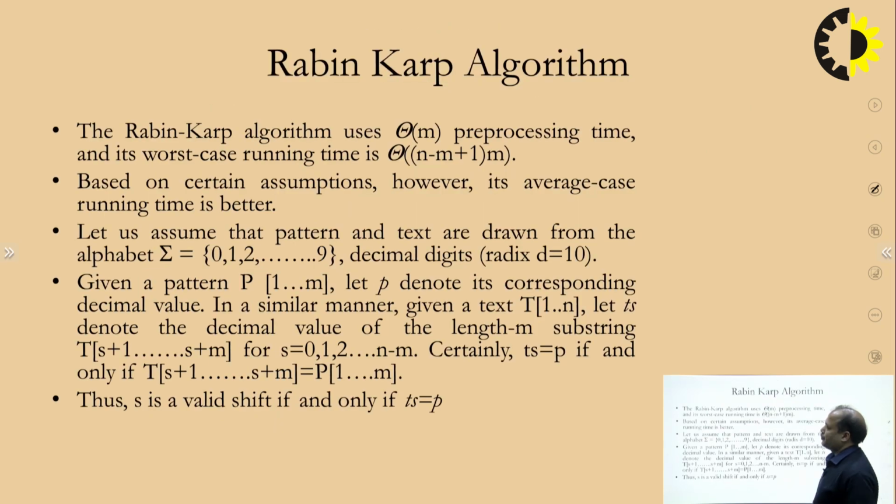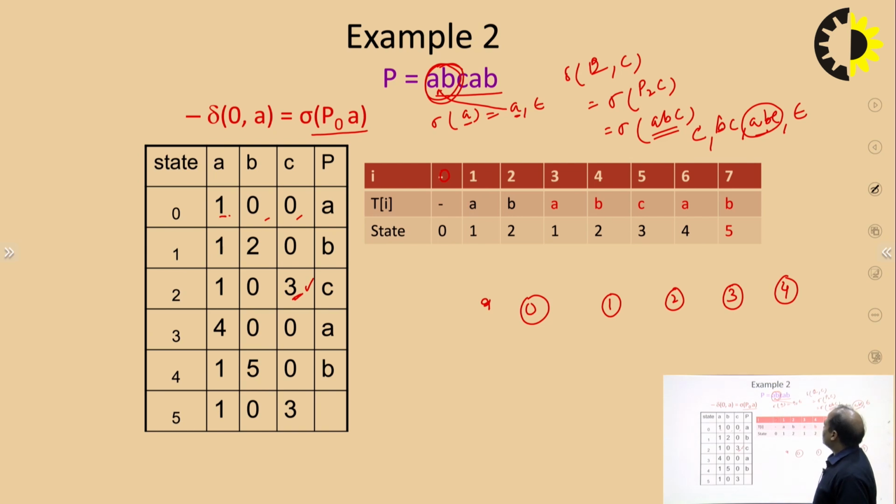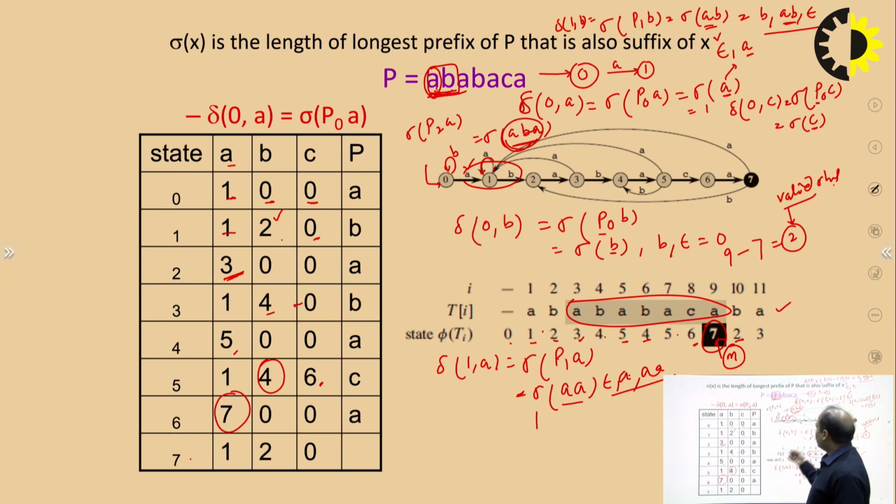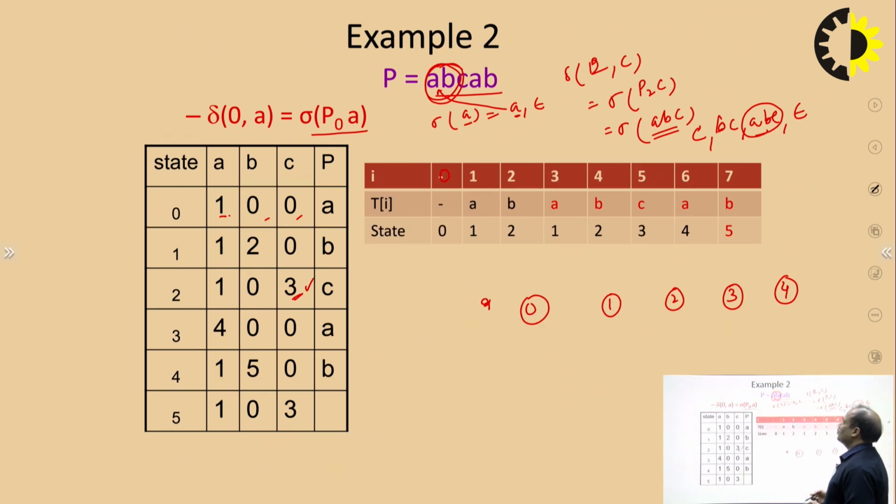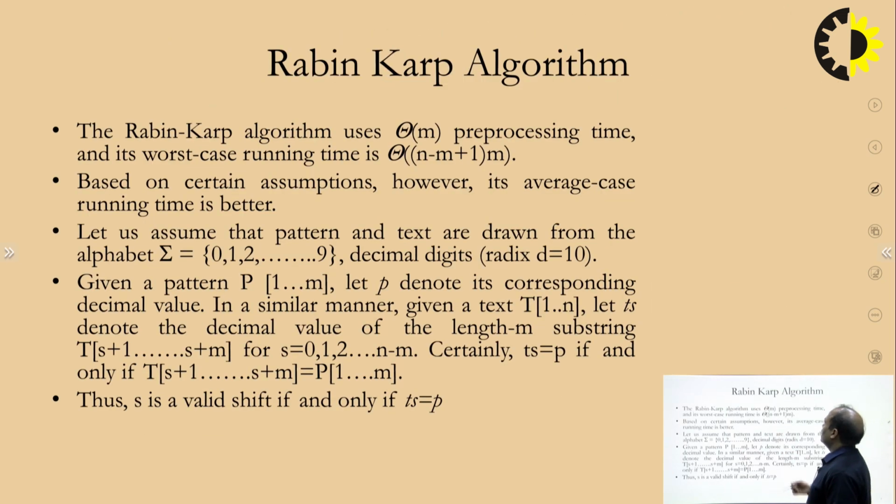In a similar category, if you look here, what is the drawback of the finite automata? Its space is the problem. We have to consume a lot of space to store the states of the finite automata. That storage requirement is going to be solved by another algorithm, which we call the Rabin-Karp algorithm. It is based on fingerprinting.